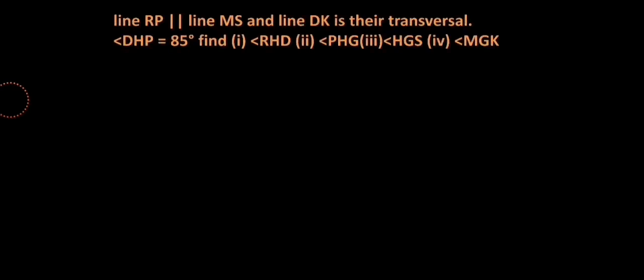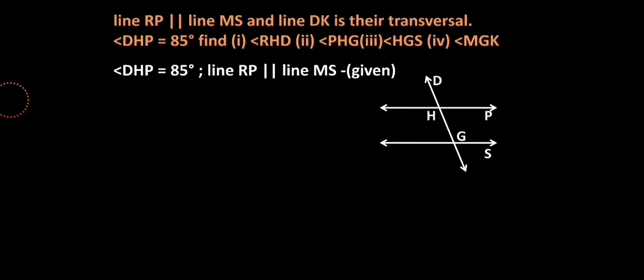Boys and girls, we will try to solve question number one of your exercise. The question says line RP is parallel to line MS, and line DK is a transversal of it. Angle DHP formed on the transversal is 85 degrees in measurement, and we need to find four angles which are shown in the question.